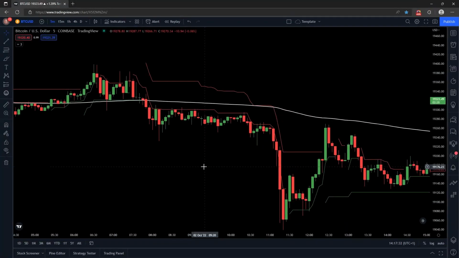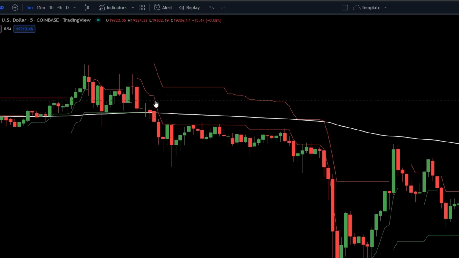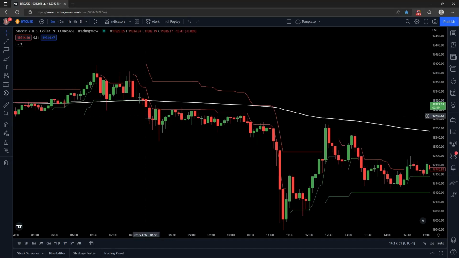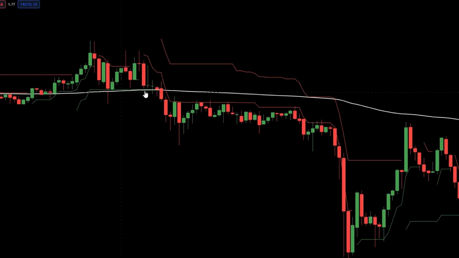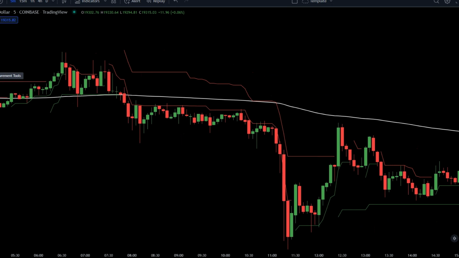So this is a very easy strategy and we want to keep the risk nice and low, so I'd recommend only risking 1% per trade. For a sell, all we're looking for is 2 red lines for the super trends, and we want price to be directly below the 200 EMA. The candle must close below the EMA and there must be 2 red lines present.